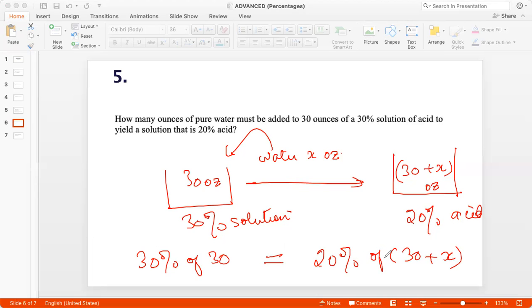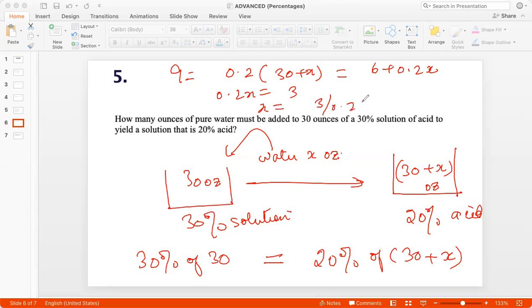So 30% of 30 is just 9, and 20% is 0.2 times 30 plus X, which is 6 plus 0.2X. So 0.2X is 3. So X is 3 by 0.2, which is 15. So I need to add 15 ounces of water to the solution to get the desired result.